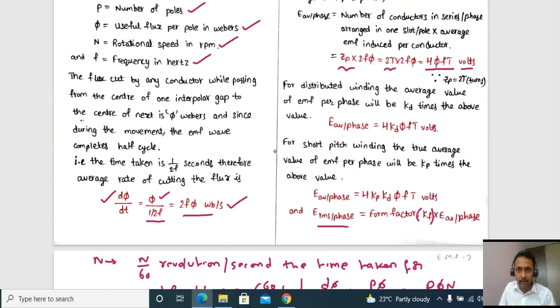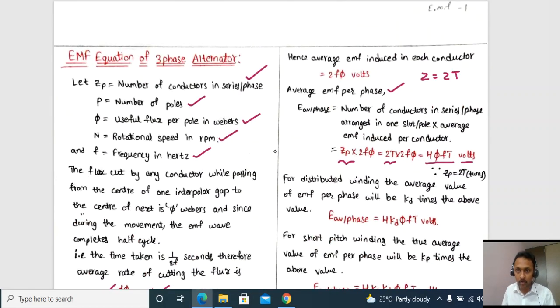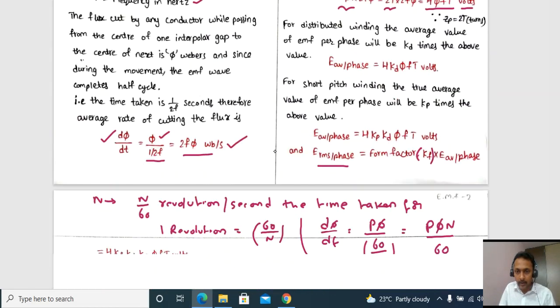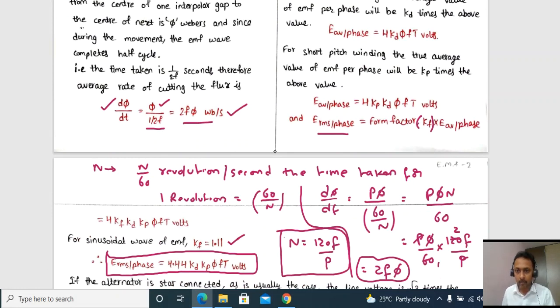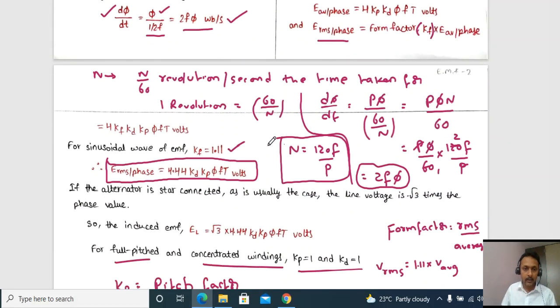So that is simply the average value, but that is only for each conductor, and we want it for total conductors and per phase, and finally we will find the RMS value. Form factor equals RMS value by average value. Once you want the RMS value, it is form factor into the average value. For a sinusoidal waveform, the form factor value is 1.11. So because of that, we get 4.44 Kd Kp phi ft volts. That is the RMS value of the induced voltage per phase, right? Thank you.